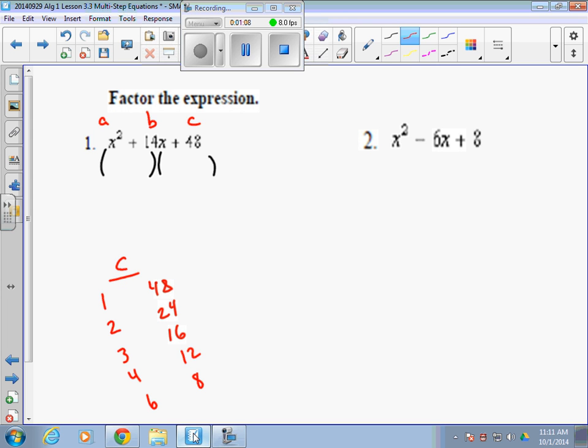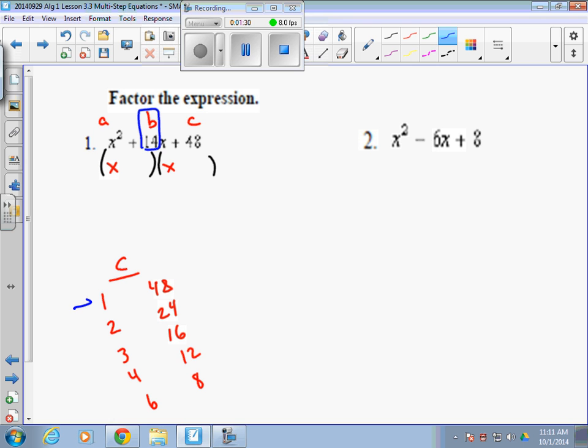So we know that x times x is going to give us x squared. What we are doing when we're factoring is we're doing the reverse of FOILing. FOIL means first, then outer, then inner, then last. We're undoing, or we're doing the reverse of it. So our values of c, the pairs of c that are going to get us to our b value, which is 14. That's what we're looking for.